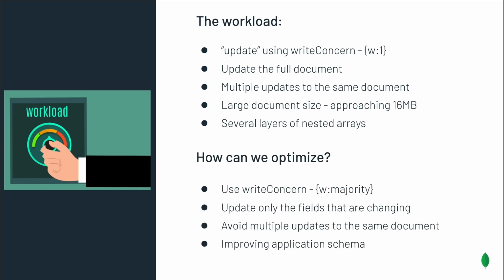So how can we optimize? Using write concern majority to throttle the writes. Change update operations to modify only the fields that are changing, rather than overwriting the entire document every time. Avoid multiple updates to the same document, and avoid overwriting the same document multiple times. Last but not least, redesign the application schema to improve the efficiency of the workload.